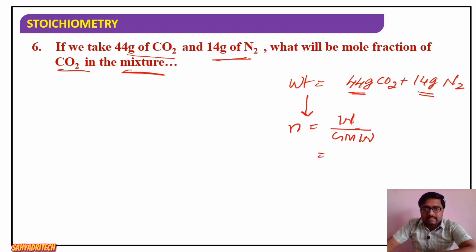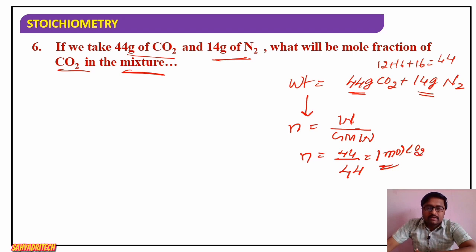So carbon dioxide, 44 weight divided by what is the gram molecular mass of carbon dioxide? Carbon 12 plus 16 plus 16, 2 oxygens. So 16 plus 16, 32. Yes or no? 32 plus 12, how much? 44. So its gram molecular weight is also 44. So 44 by 44 means 1. Number of mole is 1. 1 mole of carbon dioxide. Yes or no? Yes.